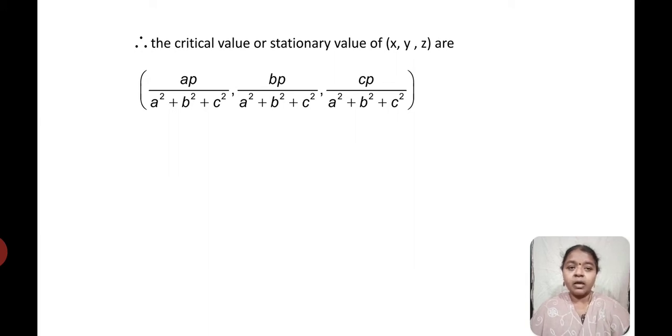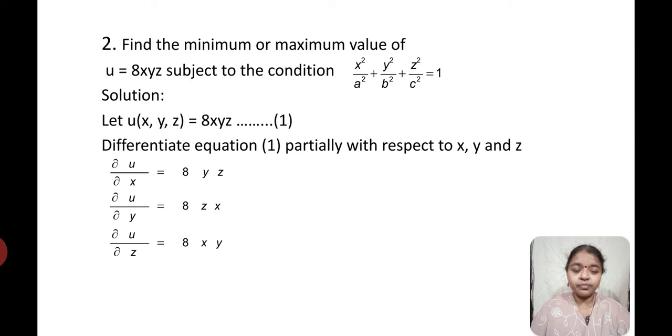Now let's solve another problem which says, find the minimum or maximum value of u is equal to 8xyz subject to the condition x square by a square plus y square by b square plus z square by c square is equal to 1. Now let's solve this separately.